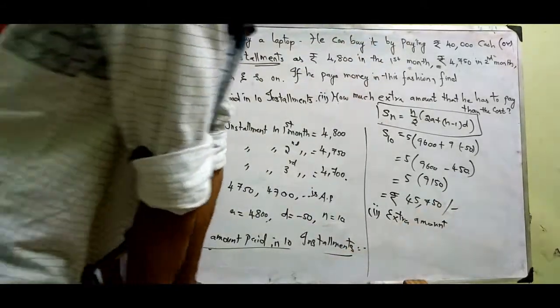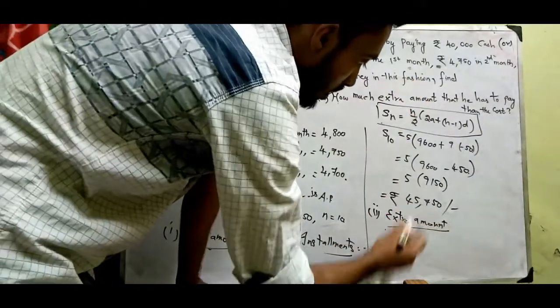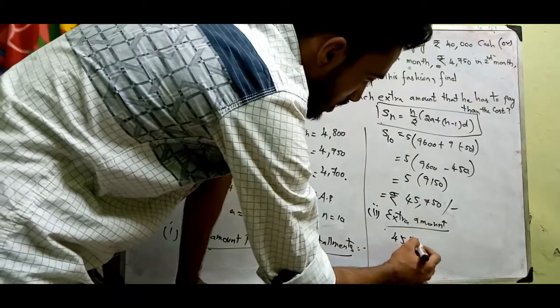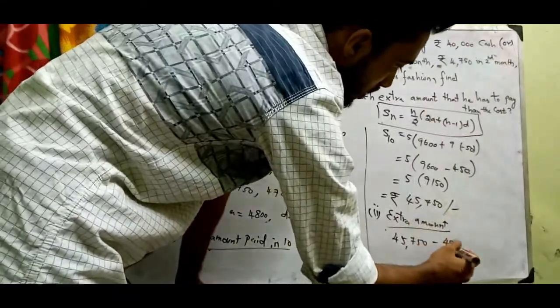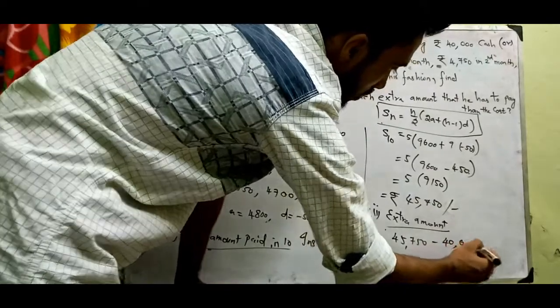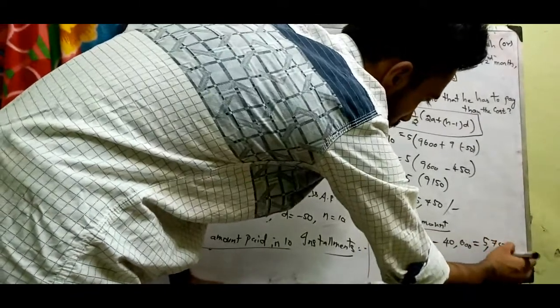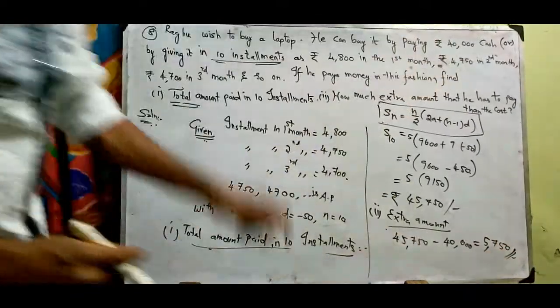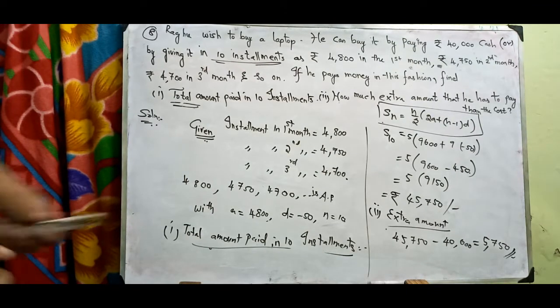The second part is we need to find the extra amount that he has to pay than the cost. The extra amount is the given amount, 45,750, minus the cost, 40,000. If you just subtract it, his extra amount will be 5,750. So I think this is not a difficult problem, it is an easier one. So this is the answer.